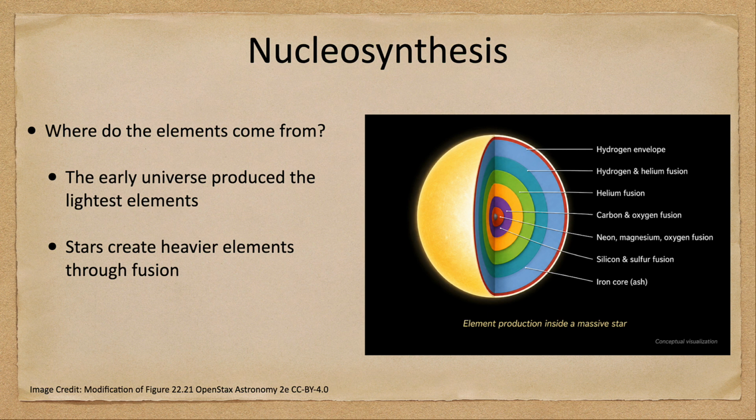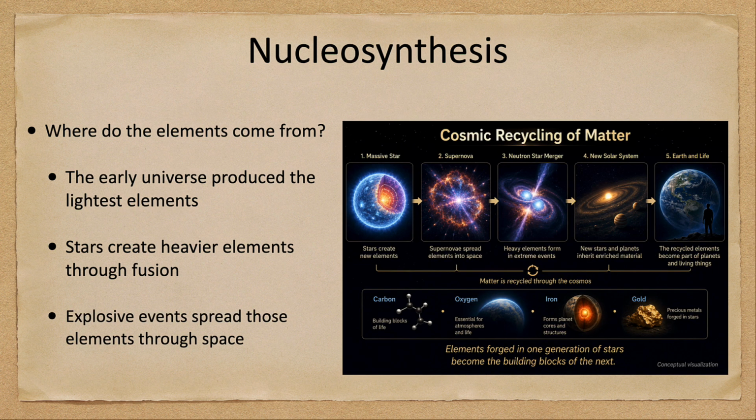Some of the heaviest elements are now thought to be produced primarily during neutron-star mergers. More recently, astronomers have also discovered that collisions between neutron stars play an important role in producing some of the heaviest elements in the universe. Material created in these events is ejected into space, where it becomes part of future generations of stars and planets. The atoms produced in one generation of stars become the building blocks of the next.